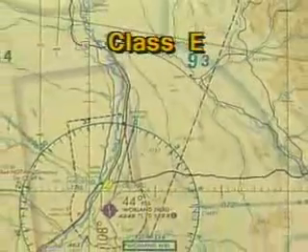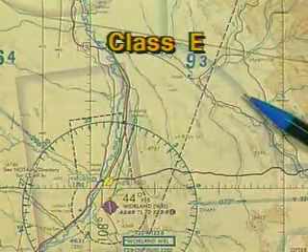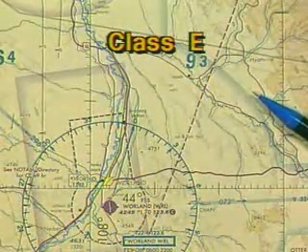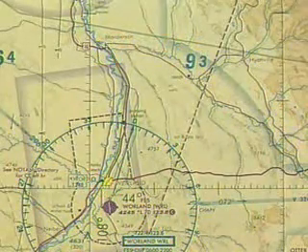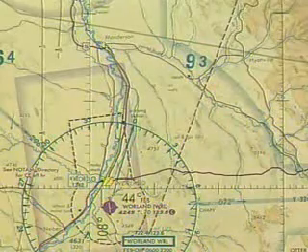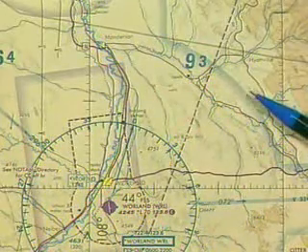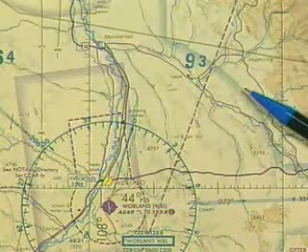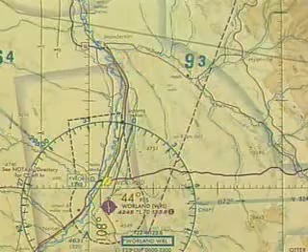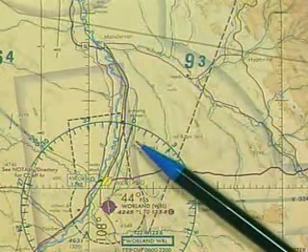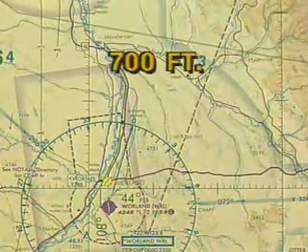Class E controlled airspace is identified by tinted bands with the color dissolving into the area of controlled airspace. The height of the floor of this airspace is identified by different colors. A blue tinted band indicates the floor begins at 1,200 feet above the surface. A magenta tinted band indicates the floor starts at 700 feet above the surface.